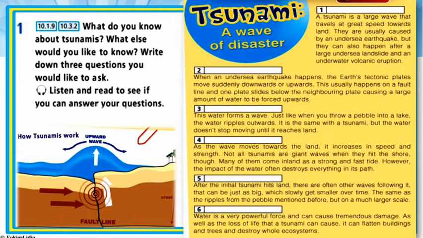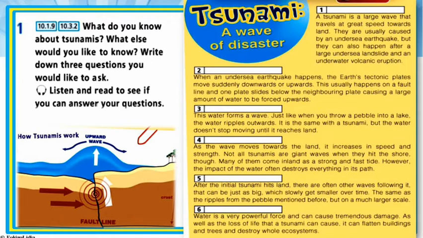When an undersea earthquake happens, the Earth's tectonic plates move suddenly downwards or upwards. This usually happens on a fault line, and one plate slides below the neighboring plate, causing a large amount of water to be forced upwards.